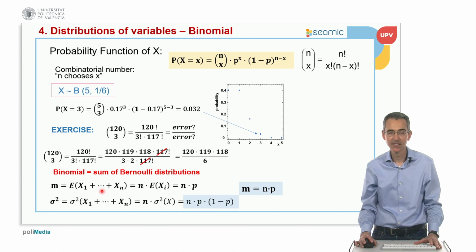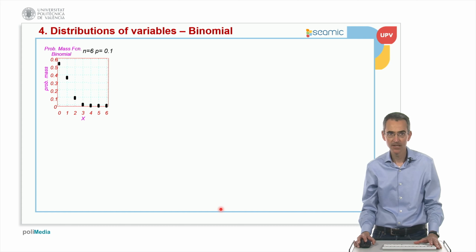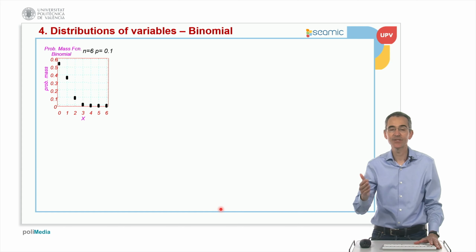And what is the variance? We apply this property: the variance of a sum of independent variables is the sum of the variances. As the variance is the same, we end up with n times the variance of x. The variance of a Bernoulli is p multiplied by 1 minus p, so the variance of a binomial is n times p times 1 minus p. Good. And this is the shape of the probability function, and it is interesting that the shape is not always the same.